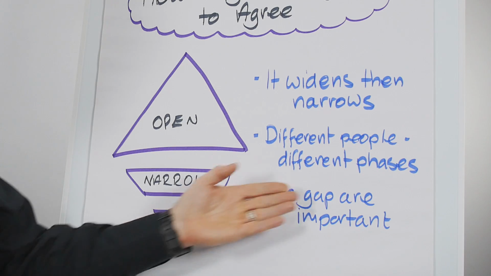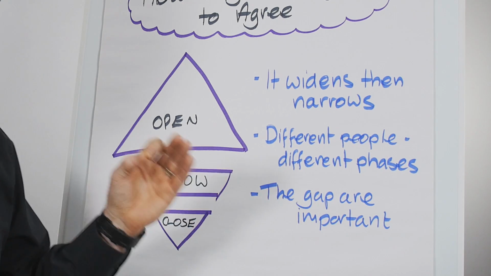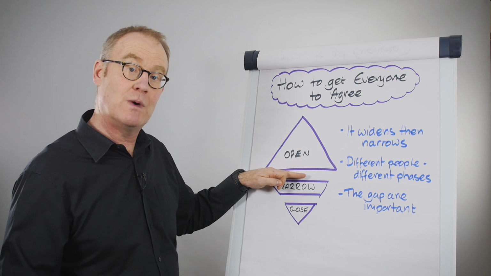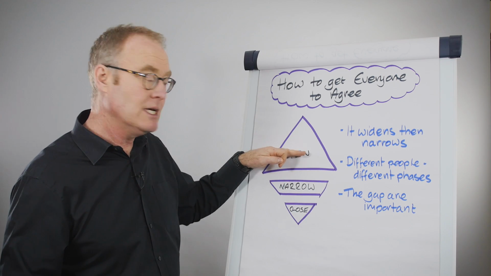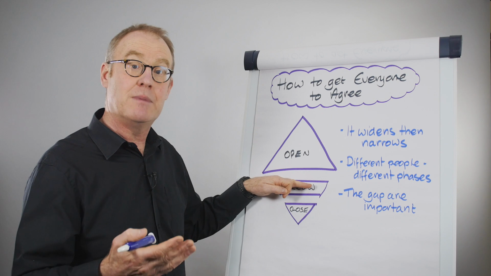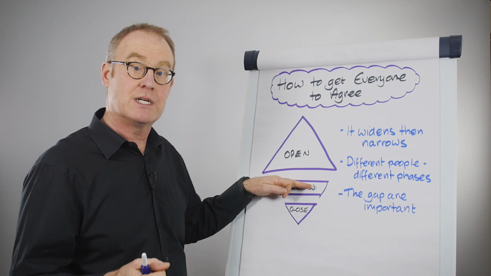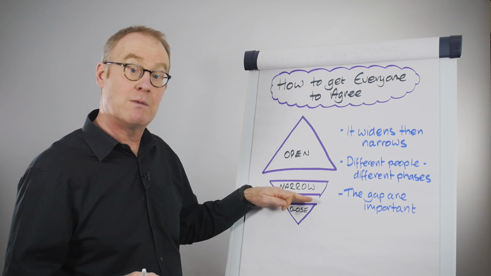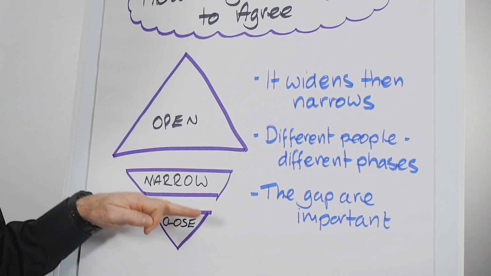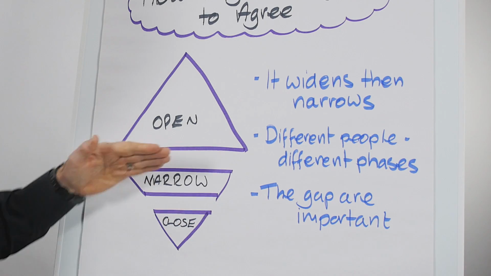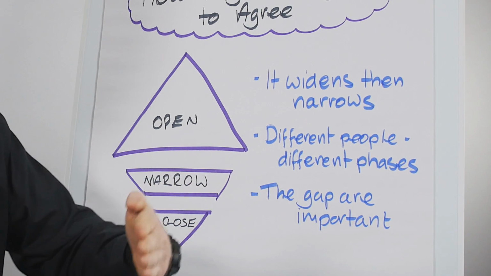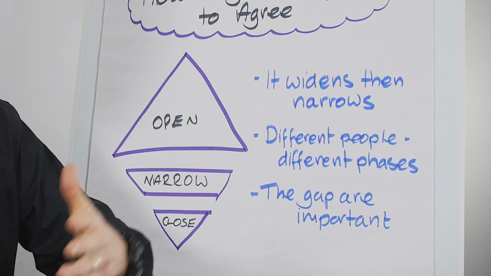And the third thing is the gaps are really important. The gaps are important because we need to signify when we're moving from ideas generation into duplication and elimination, into decision about which ideas we're going to take. We need to signify when we're saying, right, this is really important, this is the decision we're going to take. So you need to signpost the gaps as you move through the phases, not just drift from one to the other.